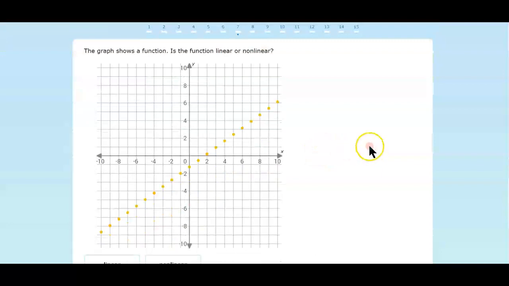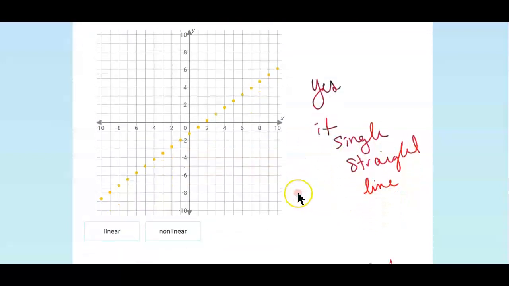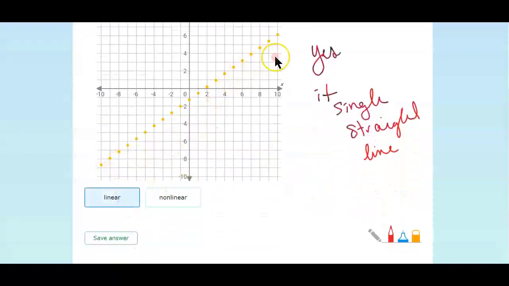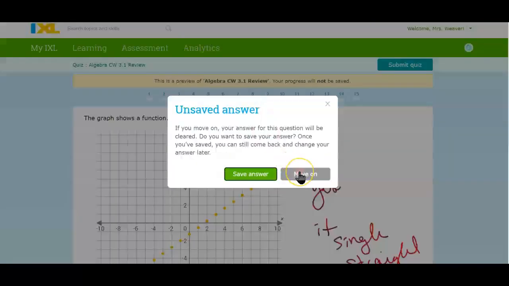Is this function linear or nonlinear? From graphs, it's linear if it represents a single straight line. Does this represent a single straight line? Yes. You could just say it represents a single straight line. We still need to give our explanation here. A single straight line, yes, it is linear. It gives us a single straight line. And then we can move on.